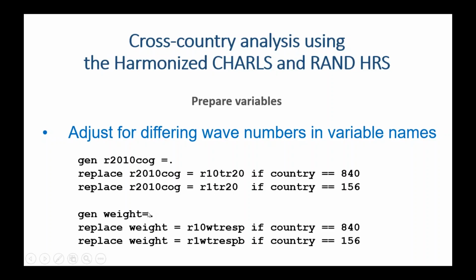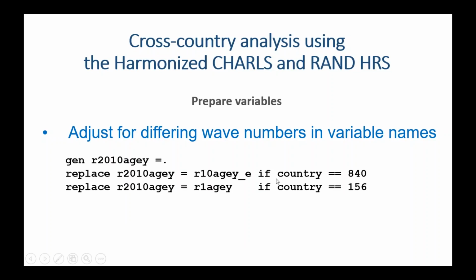We'll do exactly the same for weight. In this case, we didn't use a year-specific variable name. We just called it weight. So gen weight, again, exactly the same thing. And then we'll do it once more for our age variable. So gen 2010 age variable, and it's equal to R10 AGEY underscore E if from the RAND HRS, and R1 AGEY if from the harmonized Charles dataset.